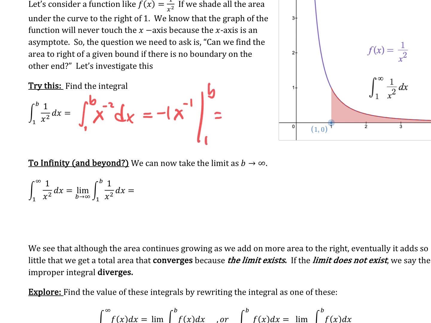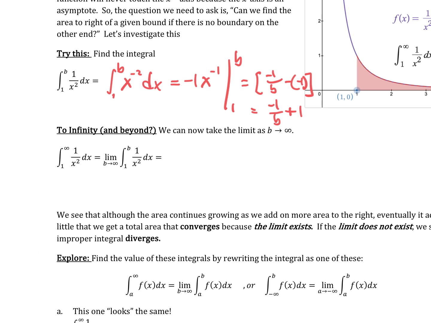Okay. Plugging in b to figure out our definite integral here, we have negative 1 times b to the negative 1, which is negative 1 over b. And when you plug in 1, we get minus negative 1. All right? So we get negative 1 over b plus 1. So now the question is, what if we take that integral and crank that b up to infinity?